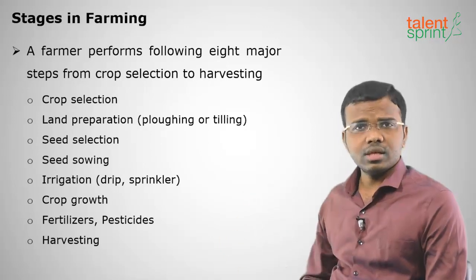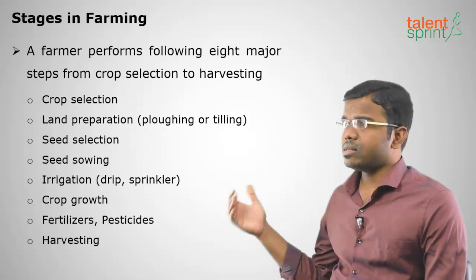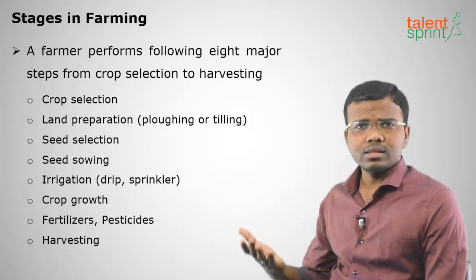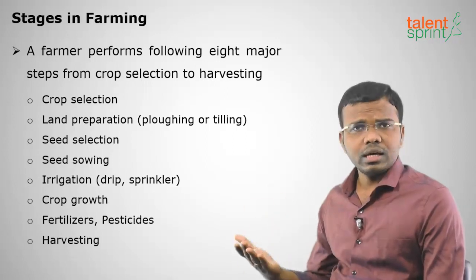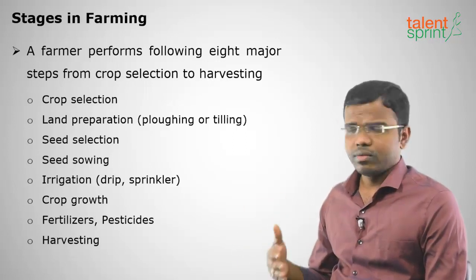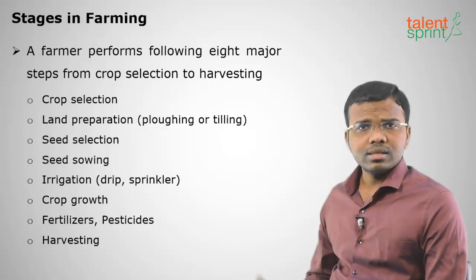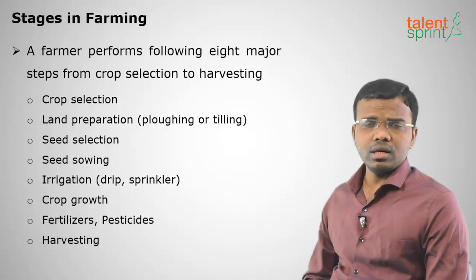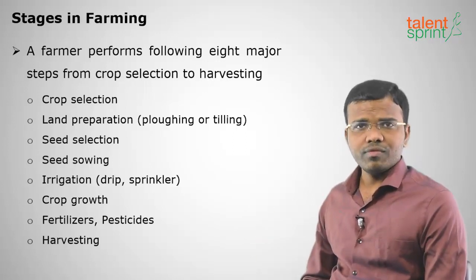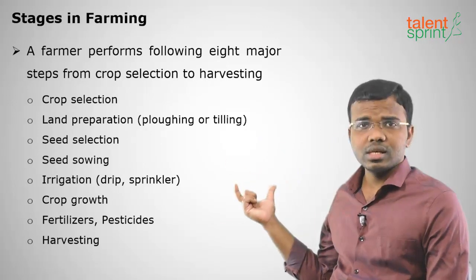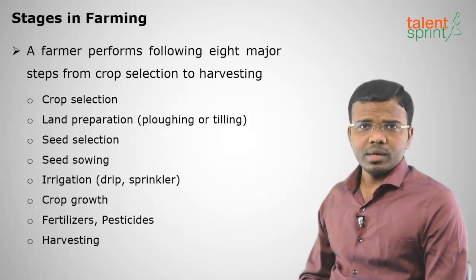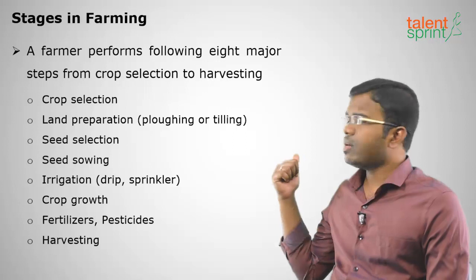And next he will check the crop growth, and the next is he may use fertilizers, pesticides, or organic manure, etc. Okay, we know about organic farming, right? And next, the last stage is harvesting, taking out the product from the farm. So these are the 8 stages which are involved in farming particularly. So do you have any doubt here?